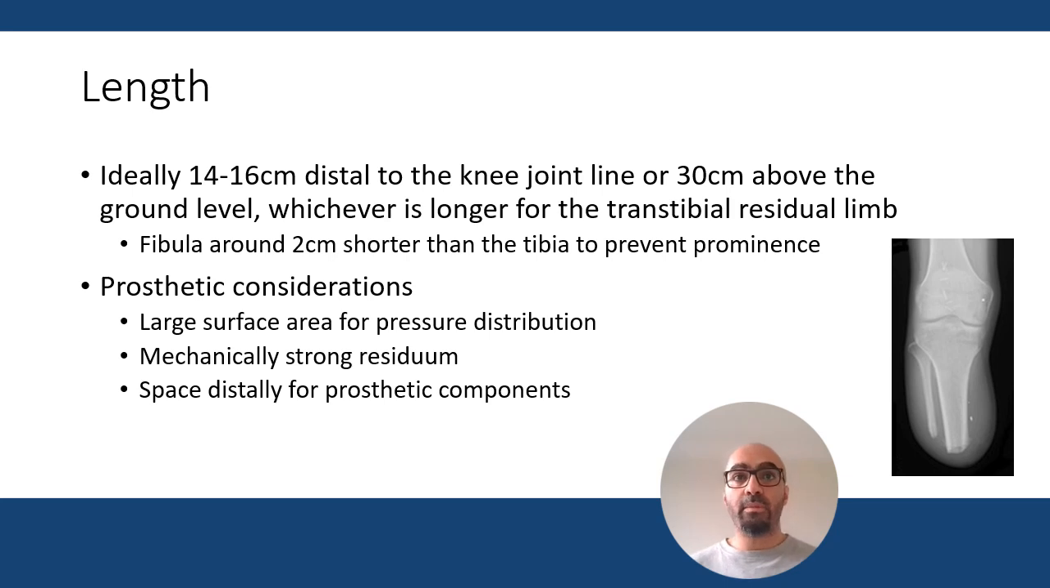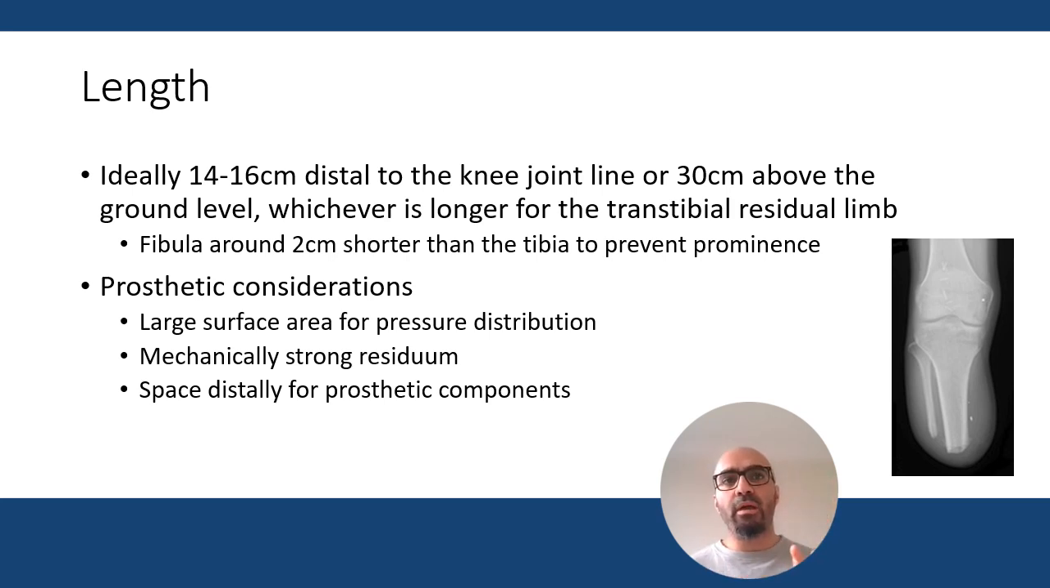Now, residual limb length. It's a really important factor in the prosthetic assessment. The ideal transtibial amputation is between 14 to 16 centimeters distal to the knee joint. So you need to see the knee joint and how many centimeters are below it. The fibula should be around 2 centimeters shorter than the tibia to prevent undue prominence, which can cause more pain, especially if the peroneal nerve is still there and there is clicking between the tibia and the fibula.